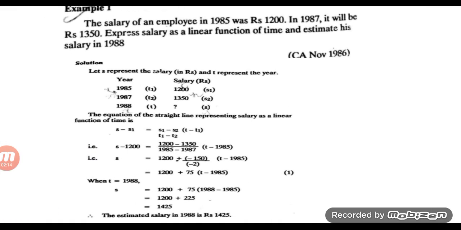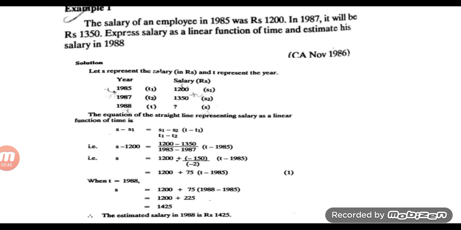Here the given problem has two parameters, year and salary. The year is 1985, the salary is 1200, whereas in 1987 the salary is 1350. In 1988 the salary is what we have to find out. So I am going to construct an equation that should be linear, because in the question they ask for the linear function with respect to time.